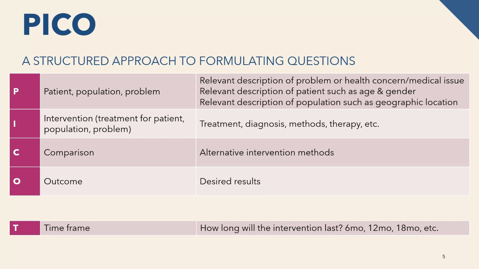O stands for outcome. What are the desired results that you're looking for? Are you looking for a reduction in symptoms, better cost effectiveness, lower rates of addiction, etc.? What are you hoping to achieve? You could also add the T, but that's also not required if you want to look at a specific time frame.